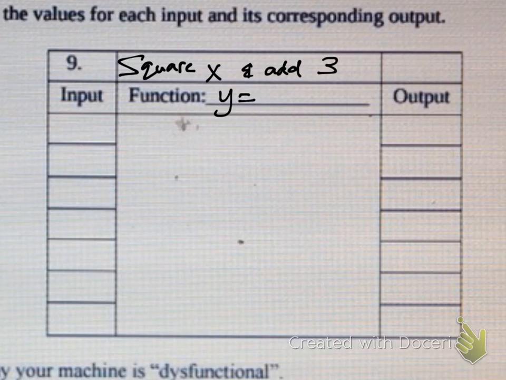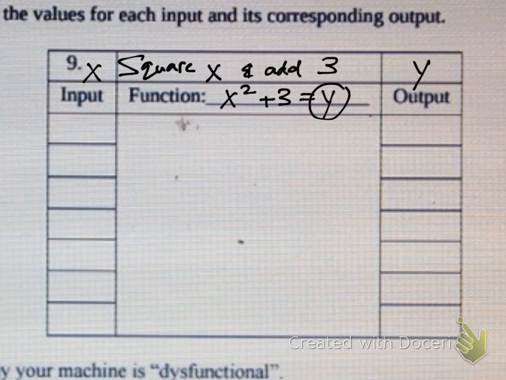But why not rewrite it as x squared plus 3 equals y, since y is our output, and it's on the right side, and x is our input, it's on the left side. So it just kind of makes sense.